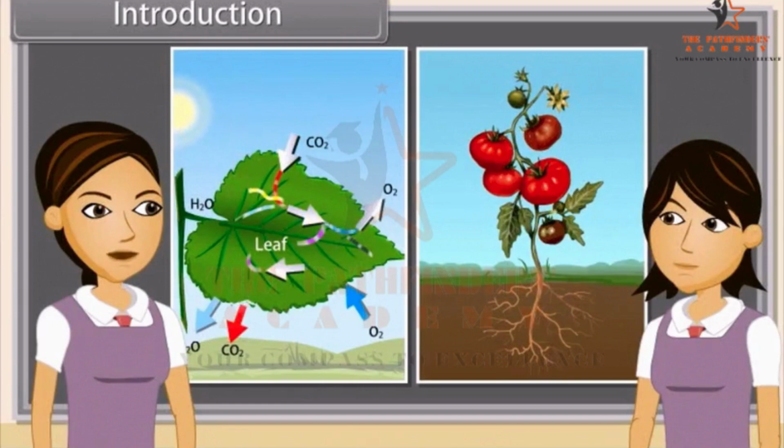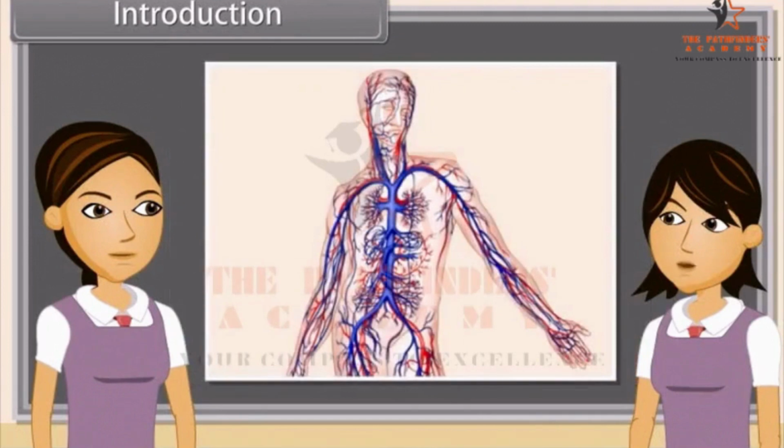All this transportation is the function of conducting tissues. Yes, Ankita, similarly, in animals, the food absorbed by the gut has to be carried to all the body parts. Oxygen absorbed in the lungs has to be transported to every cell of the body. The carbon dioxide produced in the cells has to be carried to the lungs for elimination. All such functions are the result of a transport system.